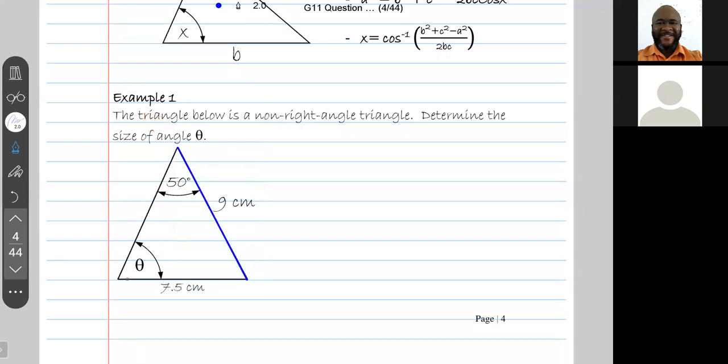And the length of this side is 7.5. And the angle that I have, 50 degrees, let me ask, is that an inclusive or a non-inclusive angle? Anybody? Is the 50 degrees an inclusive or a non-inclusive angle? Inclusive. Anybody else?